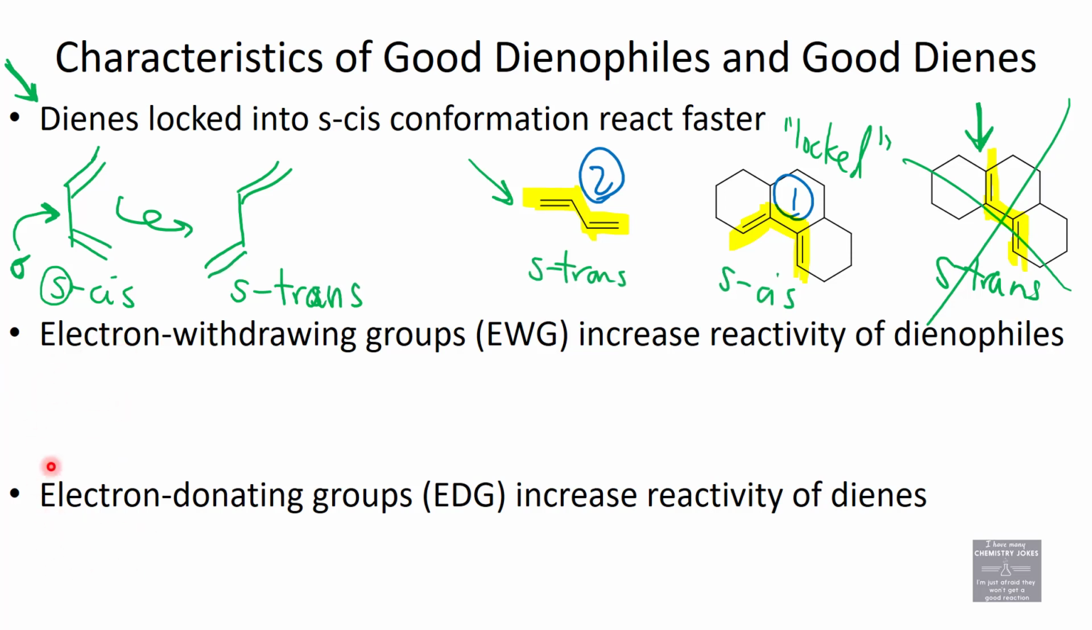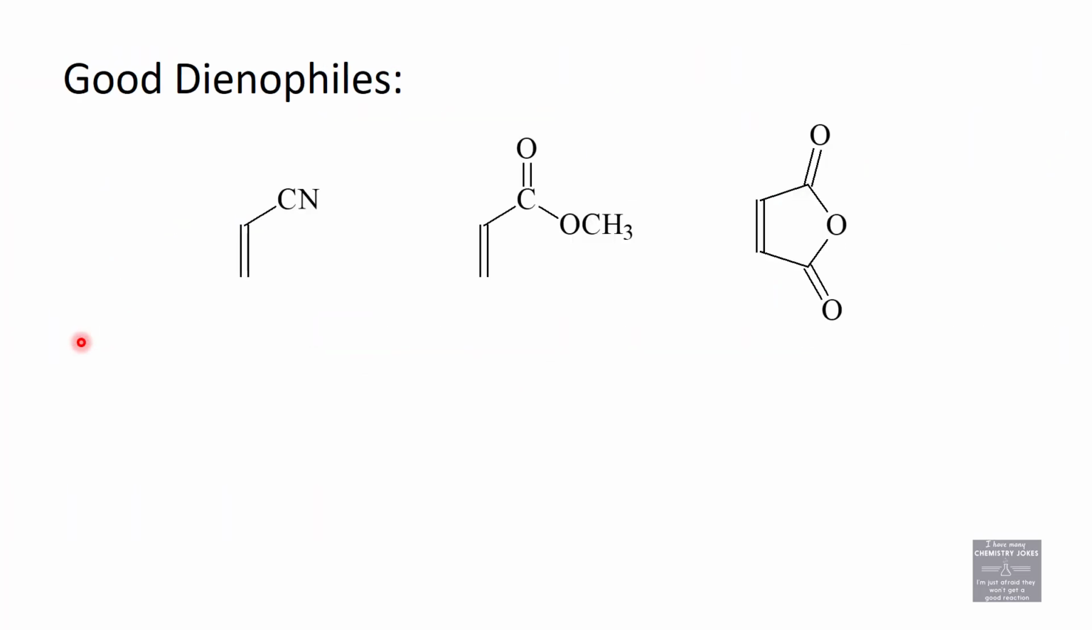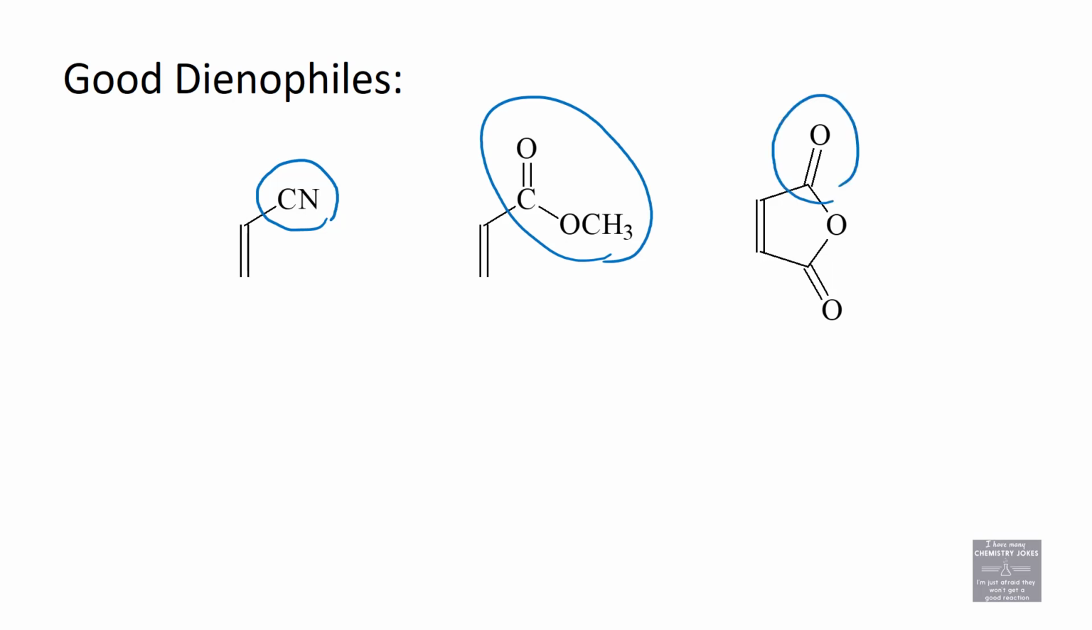These bottom 2 points down here we're going to talk about and we're going to draw examples of. Start with this second one. Electron withdrawal increases reactivity of dienophiles. Here are some dienophiles. That bullet said electron withdrawing groups increase reactivity of dienophiles. So it must mean all those blue circled things are electron withdrawing groups.